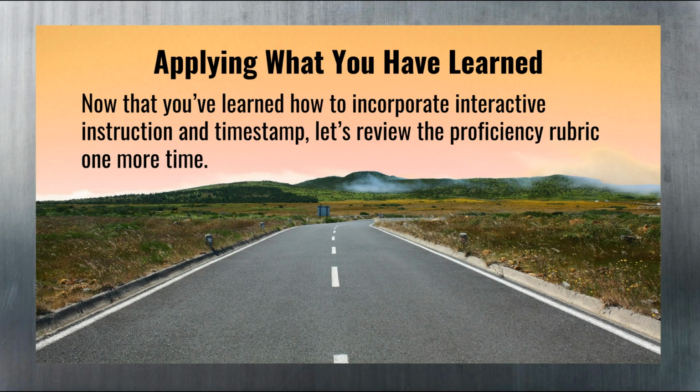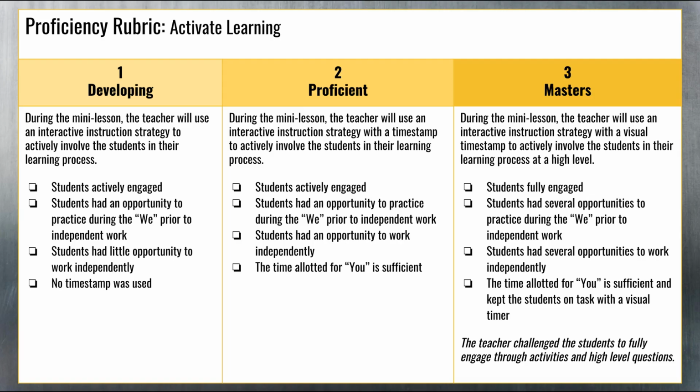Now that you've learned about how to incorporate interactive instruction and timestamp, let's review the proficiency rubric one more time. During the demonstration lab, you'll present a 10-minute mini lesson in which you model the use of interactive instruction with the timestamp to introduce a task or skill. For this mini lesson, you'll use an interactive instruction activity with the visual timestamp to actively involve the students in their learning process. The goal is to have students fully engaged during the I do, we do, and you do portions of the lesson, while providing them sufficient opportunities to work together and finish working independently.